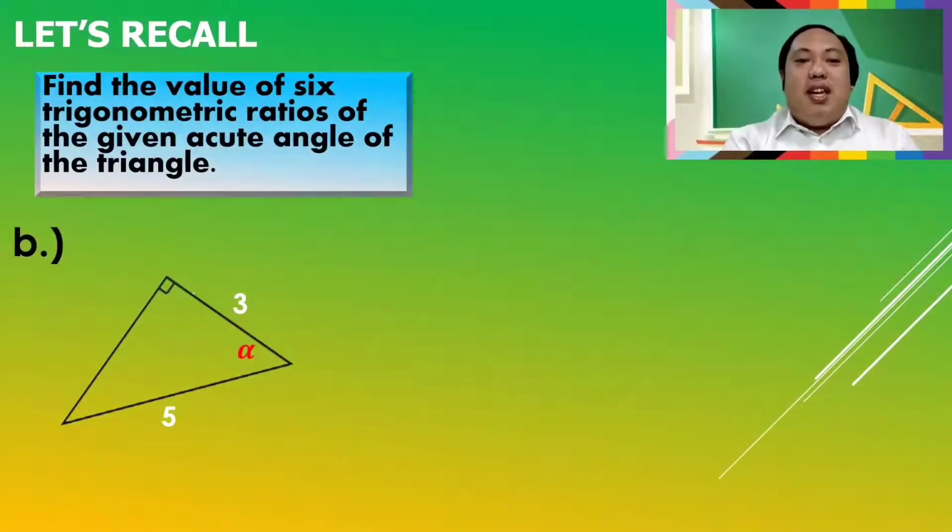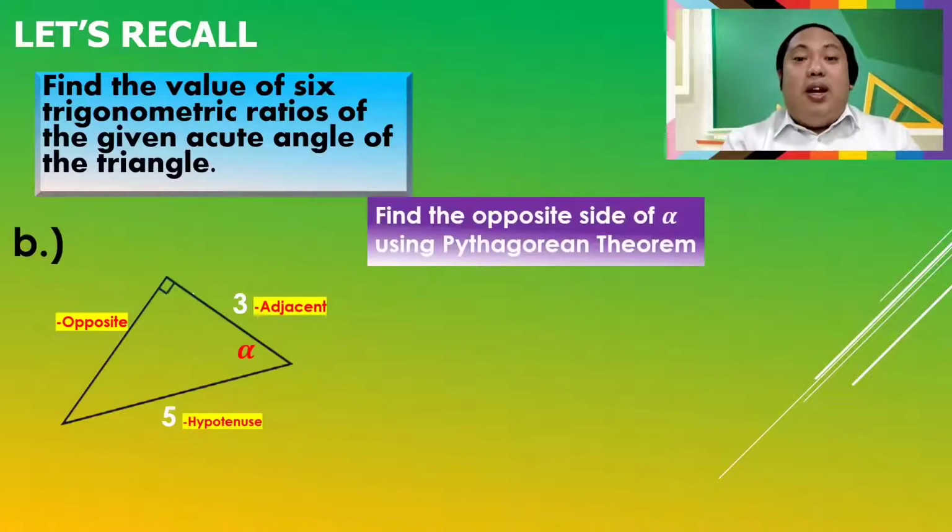Let's have letter B. So we are going to find again the value of the 6 trigonometric ratios of the given acute angle of the triangle. So in this case, our acute angle is alpha. And we have 3 as the adjacent side, 5 as the hypotenuse, and the opposite side is missing. Now, we're going to find the opposite side of alpha using the Pythagorean theorem.